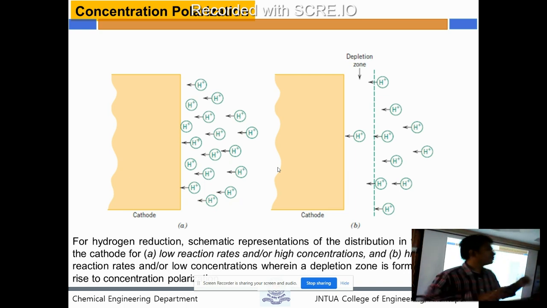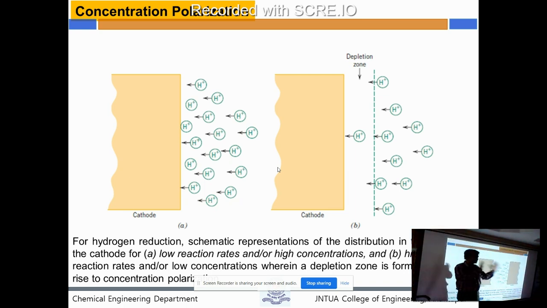Now, a very good example for you. Just listen to what I said. If I increase the agitation speed, what is happening? H plus ions are coming onto the surface, is it not? If H plus ions are coming onto the surface, what is happening? Reaction is happening.